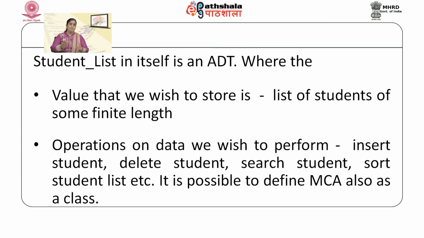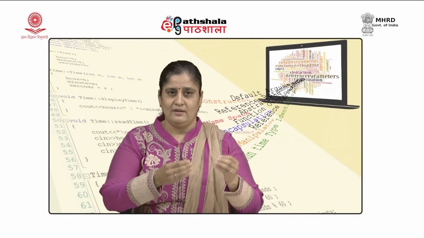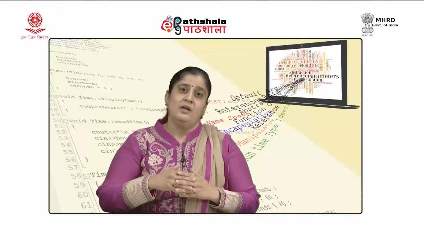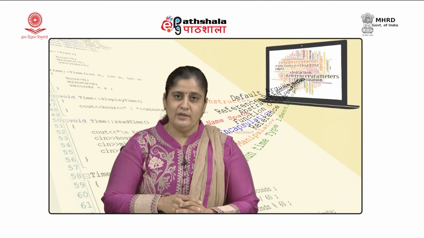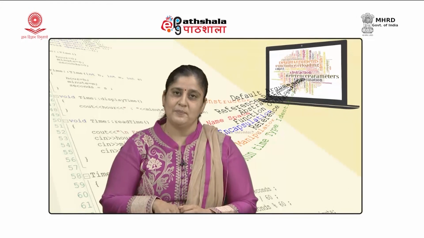We may be interested, for example, in a class MCA where we have some 30, 50, 100 students. It makes sense that we have a data type like student list, and then we define an object of that data type. So, let us now integrate these things: we define a student class, and with the help of this student class, let us define another data type called student list. What would be the data members of student list? The data member of the student list would be an array of student objects.